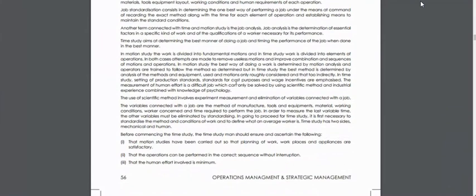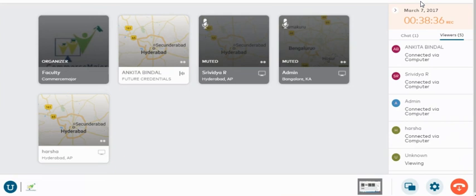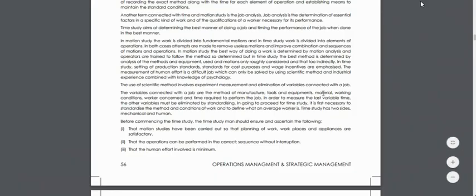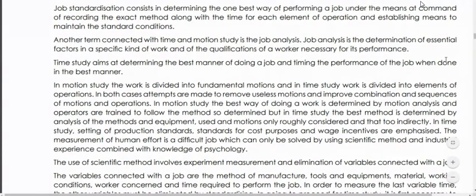Madam, what do we mean by time study? Madam, zoom your screen, it is not visible. Okay, the content is not visible to you. Just zoom it. Now is it visible clearly to you? Yes, madam. Okay.